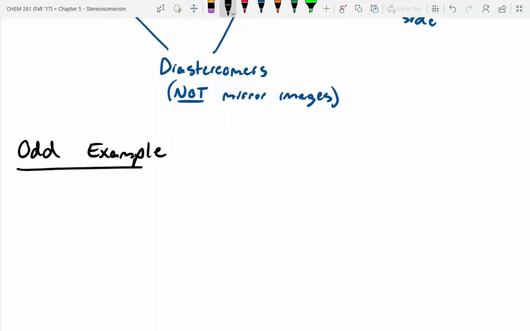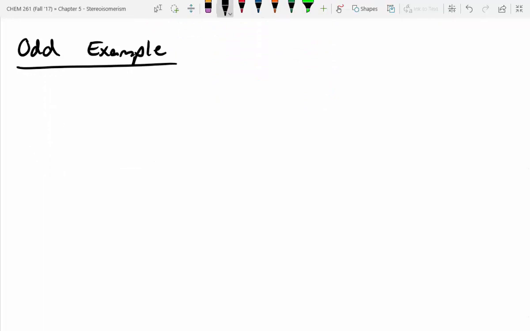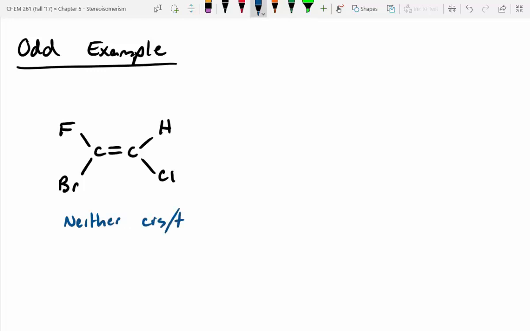Okay, what about if I have this alkene where I've got a fluorine, I've got a hydrogen, I've got a chlorine, and I've got a bromine. Is this cis or trans? Trick question, right? You can't identify cis or trans because we don't have identical substituents coming off the same face or opposite faces. So let me make a little note. This is neither cis or trans.